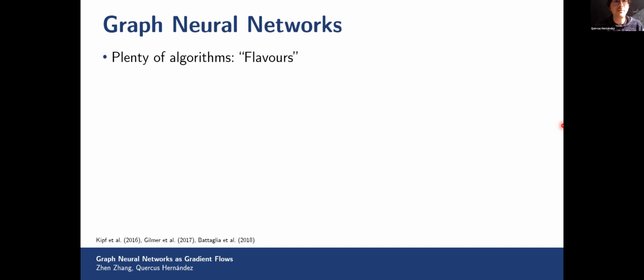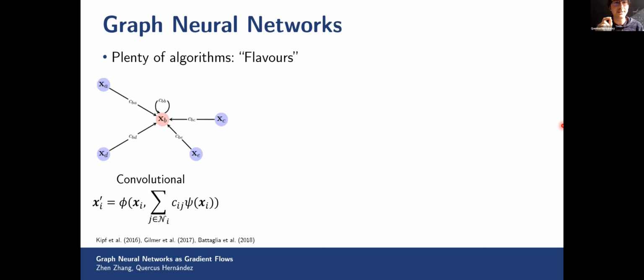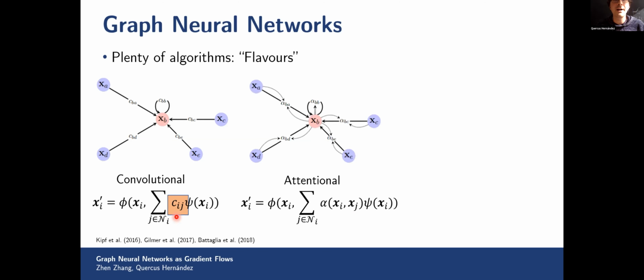This is the simplest example, but we have plenty of algorithms which are called flavors of graph neural networks. This is the simplest one, the convolutional flavor, in which the convolutional weights are learnable, but fixed. Then you have another modification, which is the attentional flavor, where those weights are learnable, but also change depending on the sending and receiving nodes. So this function is a variable function with respect to the incoming and outgoing nodes.